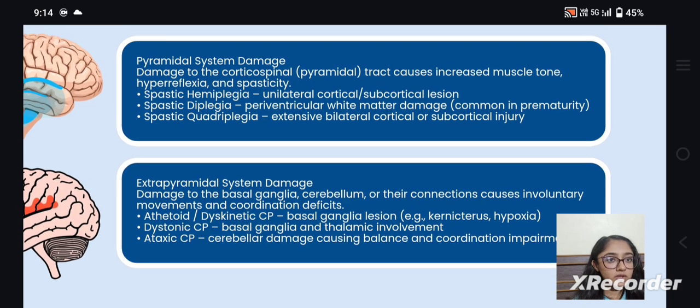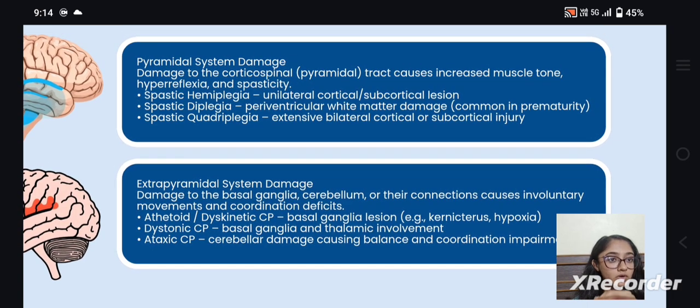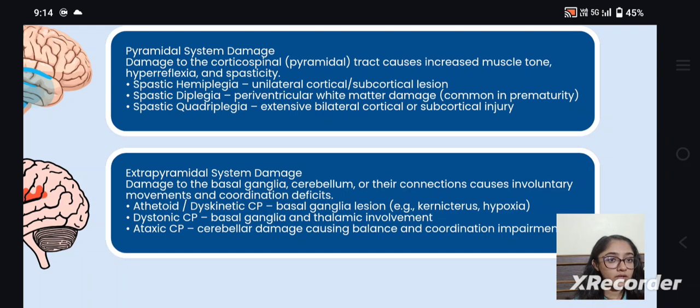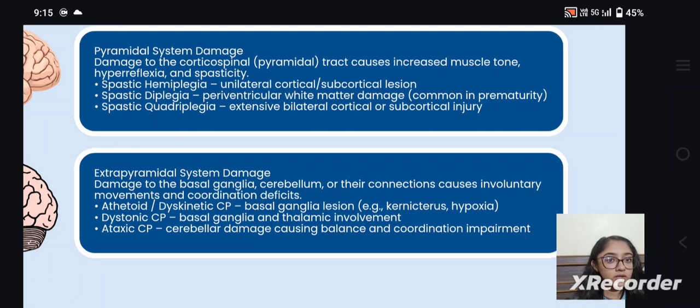In hemiplegia, a unilateral cortical or subcortical lesion will be there. In diplegia, periventricular white matter damage will be there, very common in immaturity. In quadriplegia, extensive bilateral cortical or subcortical injury will be there. Then extrapyramidal. In that, damage to the basal ganglia, cerebellum, or their connections causes involuntary movements and coordination deficits. So it could be athetoid, dyskinetic, dystonic, and ataxic mainly.